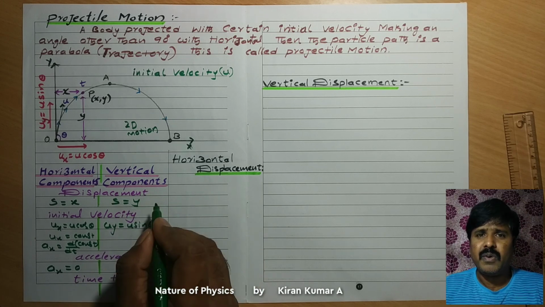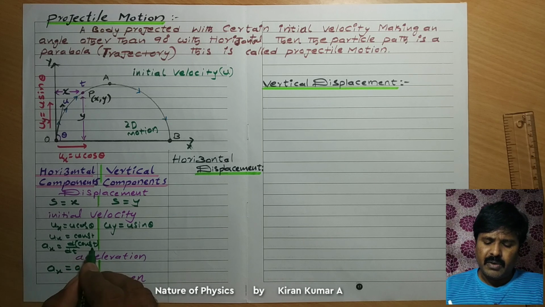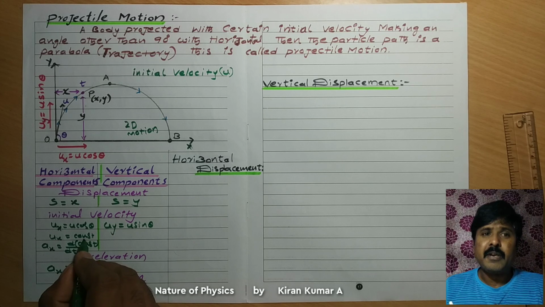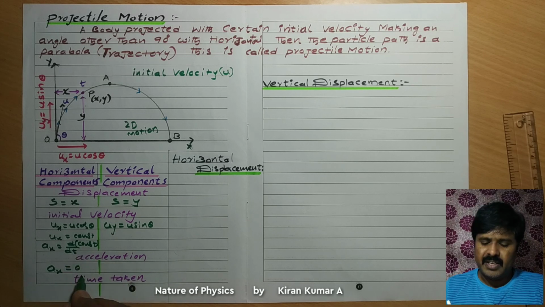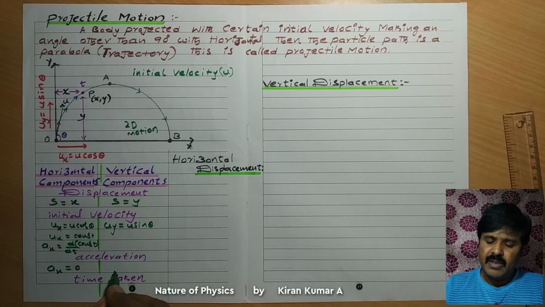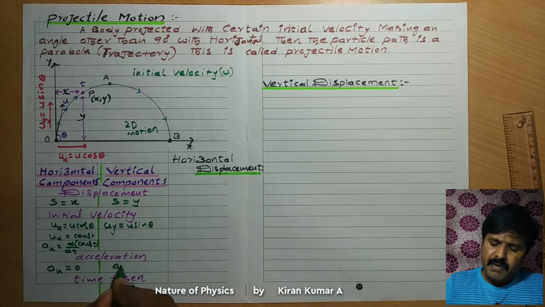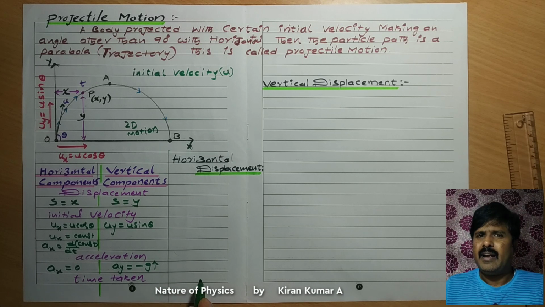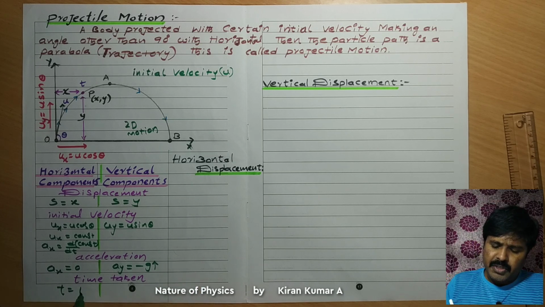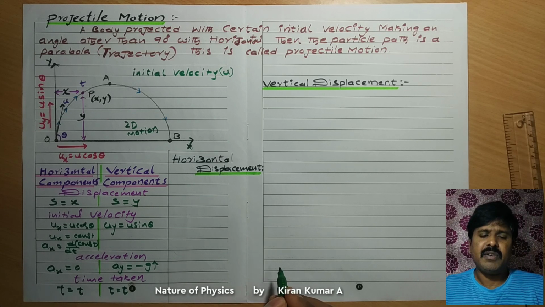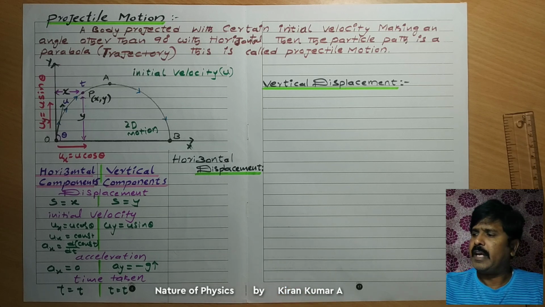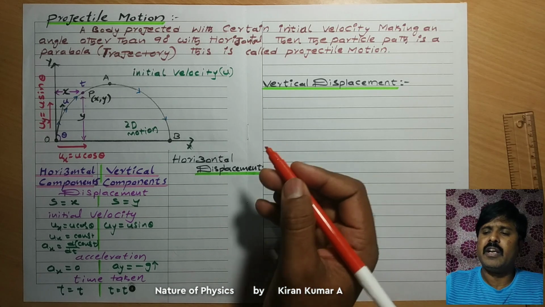Further I will give you the proof also, students. ux is equal to a constant, so ax is equal to dux by dt, but ux is replaced by a constant. The differentiation of a constant is equal to 0, that's why I wrote ax is equal to 0, and ay is written as minus g because of the upward direction. And the next one is time: t is equal to t, there is no change, time remains constant for the horizontal and vertical displacement. Now I am going to explain the horizontal displacement and vertical displacement.